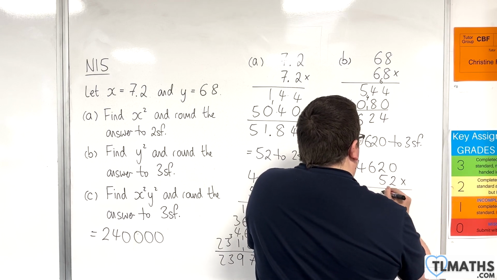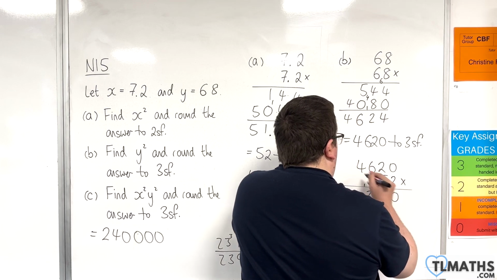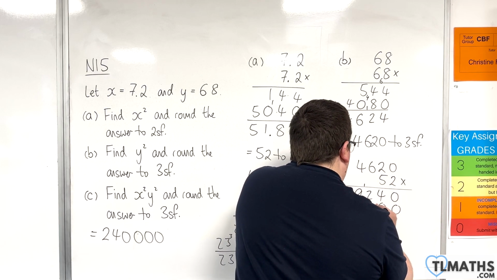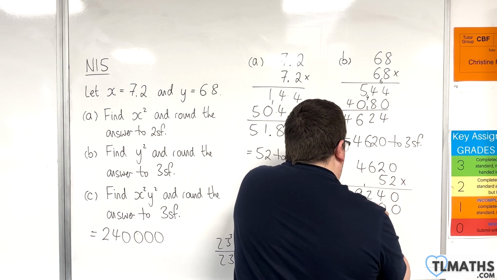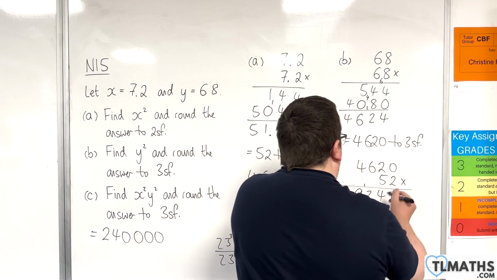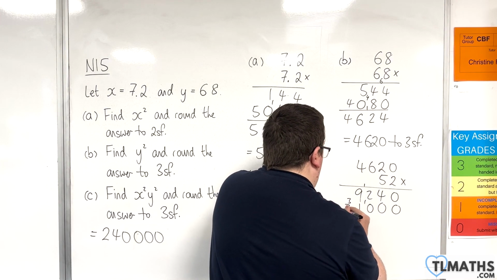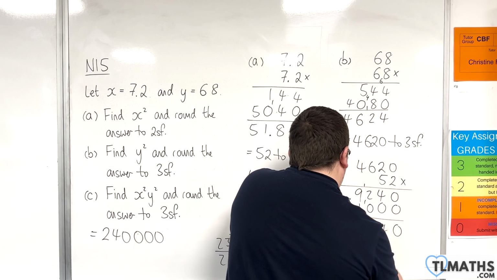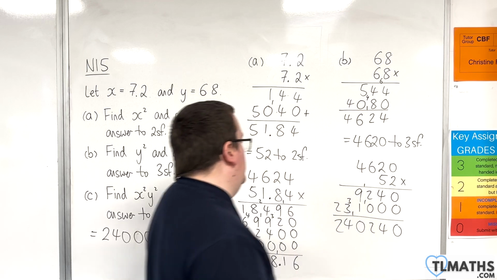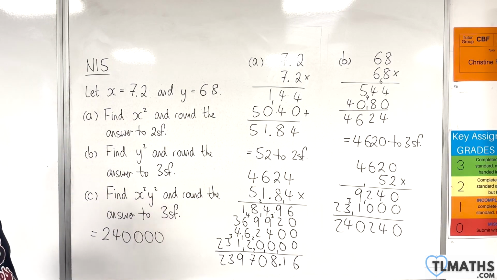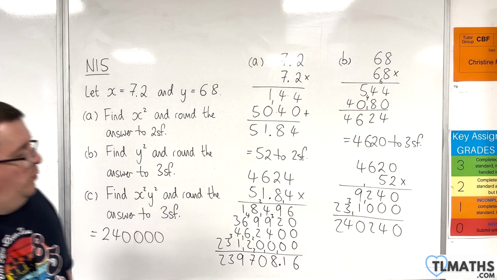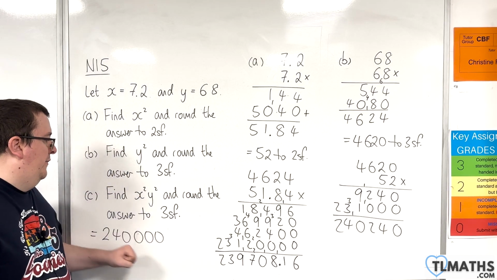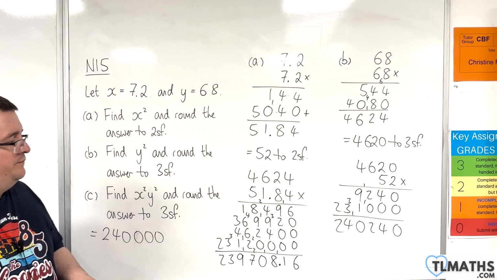So 2 times 0, 2 times 2, 2 times 6, 2 times 4 plus the 1. Bring in a 0, 5 times 0, 5 times 2. 5 times 6 is 30, plus the 1 is 31. 4 5s are 20, plus the 3. Add them together. Okay, so we're getting 240,240, which to three significant figures is 240,000. Okay, the same that I've got here.